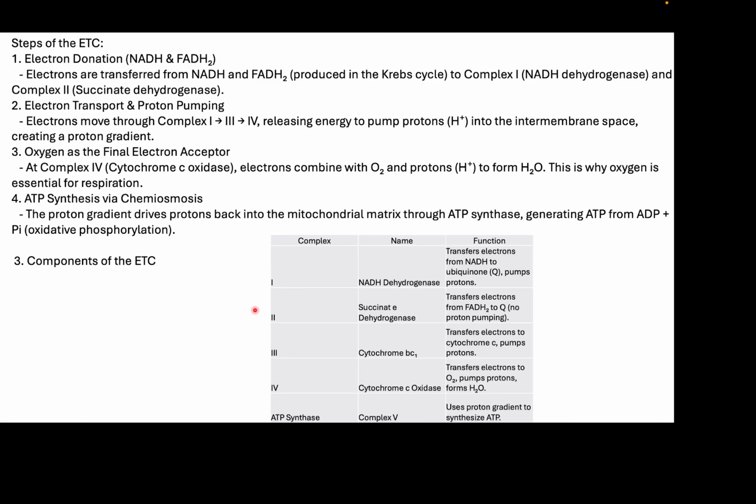Imagine if the second complex is somehow not working in the mitochondria, right? Either due to some mutation, some mechanical damage, or some inherent disease, or due to some drugs which you have taken and it has rendered complex 2 as non-functional. So according to you, what will happen if complex 2 of the ETC is not functional at all? Can you guys guess?